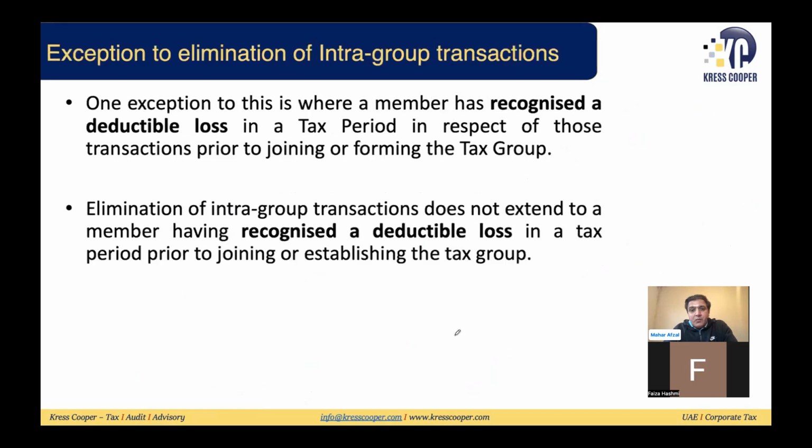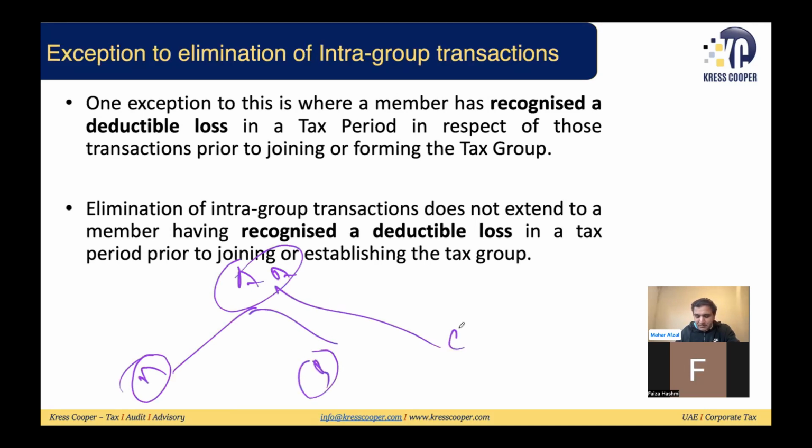But there is one exception to this elimination, which is very important. One thing will not be eliminated. Suppose, coming back to the same example, this is the parent company A, this is company B, this is company C. These are the group members.